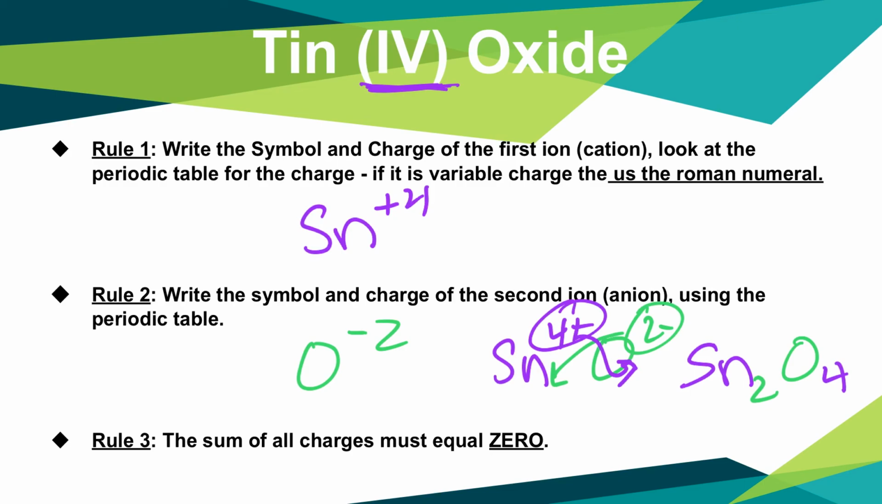But that's not in the simplest terms. Remember, ionic compounds are in the lowest ratio possible. So it's actually going to be SnO2, because that is the lowest possible ratio that we can put in.